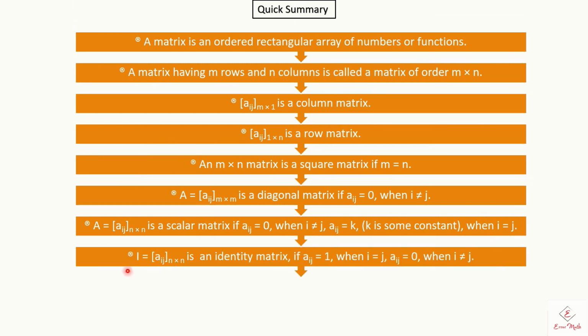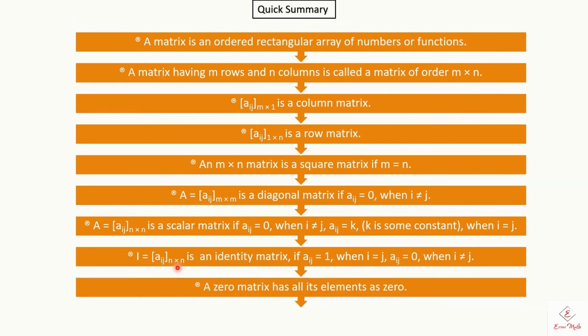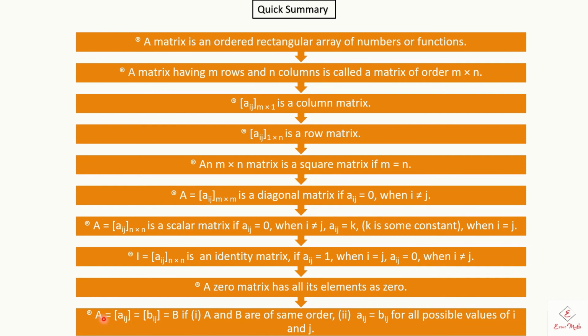नेक्स्ट हमने इंपॉर्टेंट मैट्रिक्स देखा जो आइडेंटिटी मैट्रिक्स था जहाँ पे सारे डायगोनल एलिमेंट्स 1 होते हैं और नॉन डायगोनल एलिमेंट्स 0 होते हैं, जिसको हम डिनोट करते हैं कैपिटल I से. Then हमने देखा नल मैट्रिक्स या जीरो मैट्रिक्स जिसमें सारे एलिमेंट्स 0 होते हैं. Last we have seen equality of matrices.